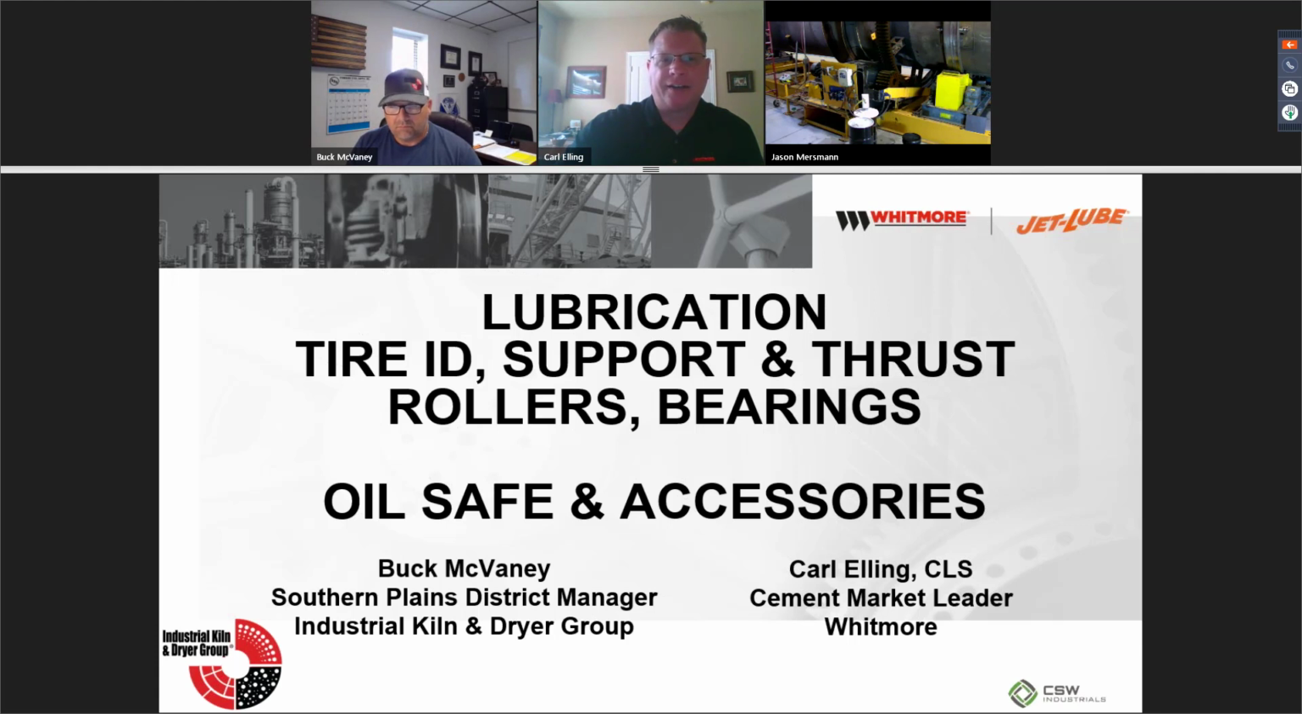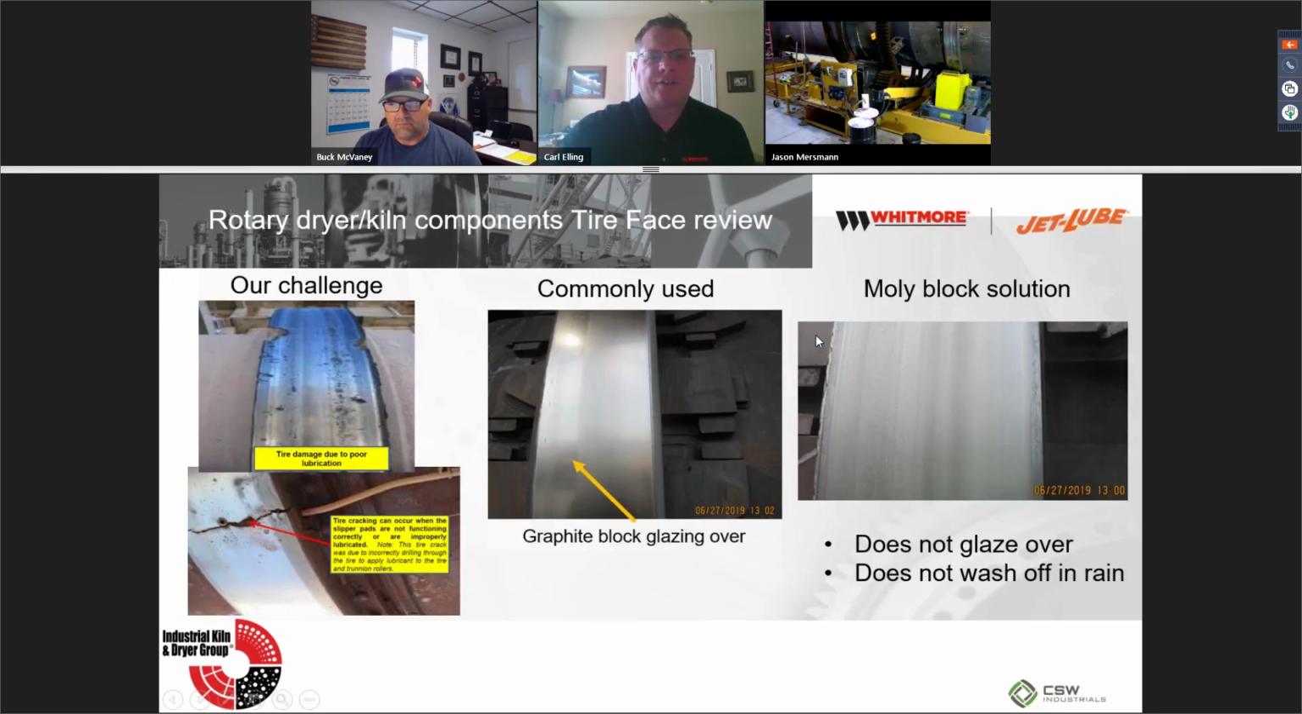Before we jump into the tire ID, we'll go to the outside here. The rotary dryer and kiln components, tire phase, just a quick review. To our left, there's tire damage due to poor lubrication. We've got an example of tire cracking when an improperly added little grease fitting was used to add lubricant, and now you can see the crack in the tire itself. We're trying to avoid all these things and make these tires last as long as possible.